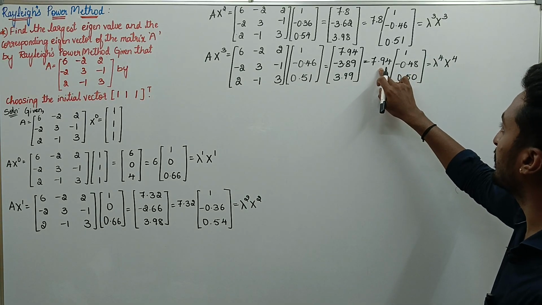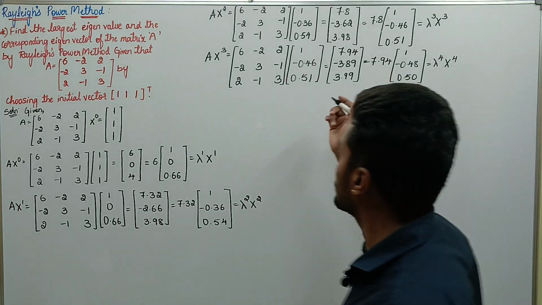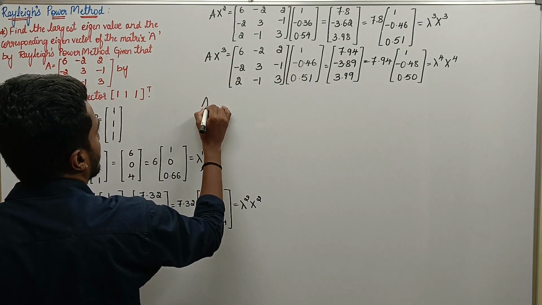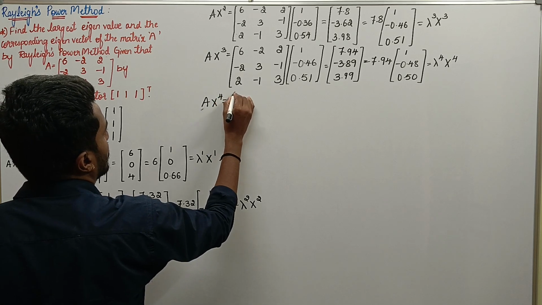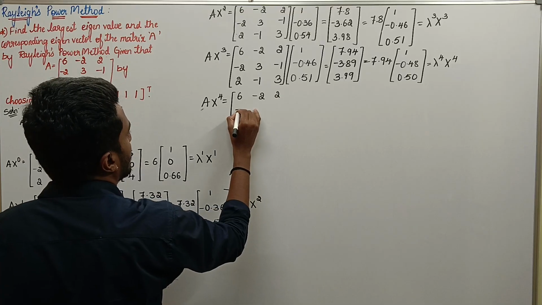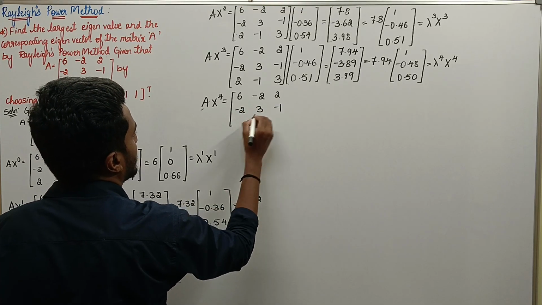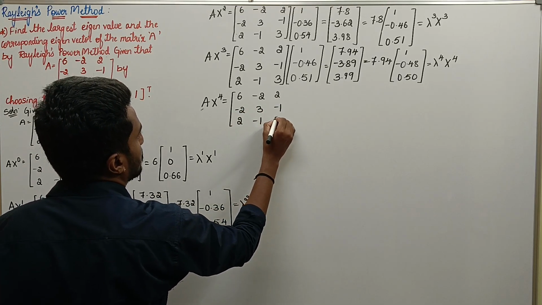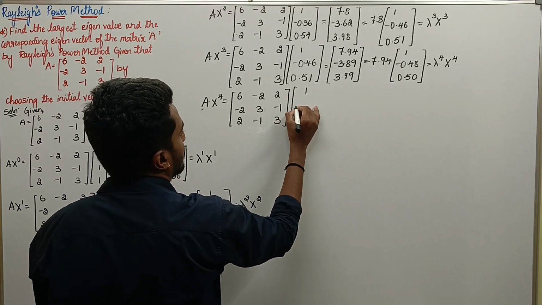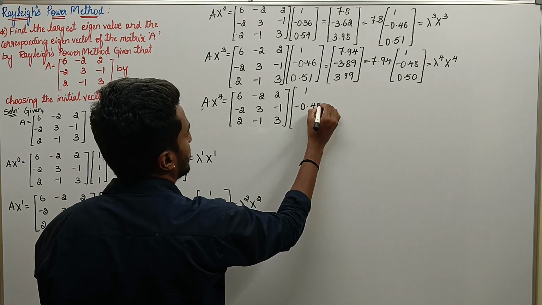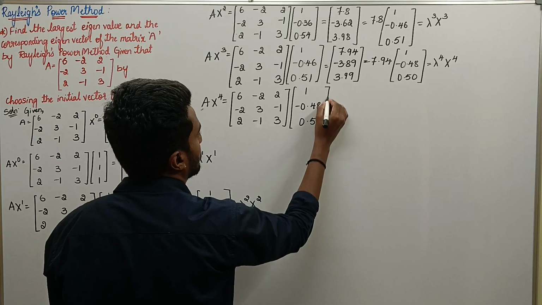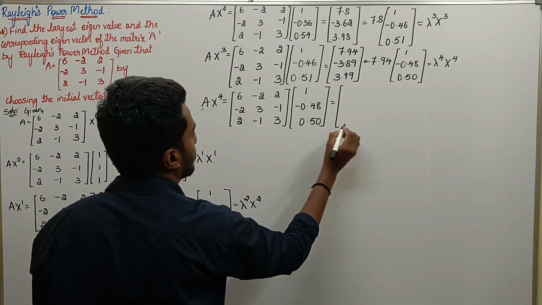This will be the eigenvalue and this will be the eigenvector. Let us go with the next approximation, that is A into x to the power of 4, which is equal to [6, -2, 2; -2, 3, -1; 2, -1, 3] into [1, -0.48, 0.50]. What will be the matrix?